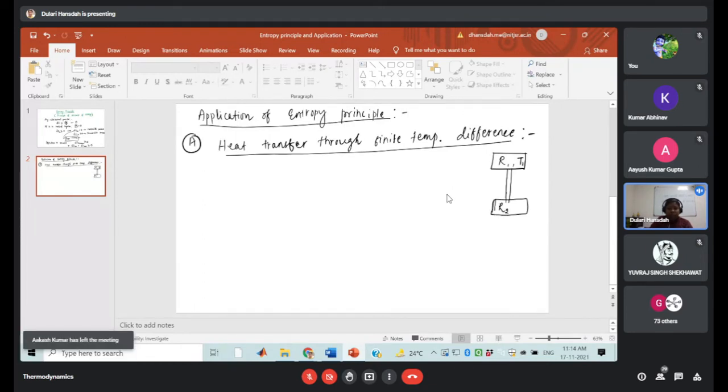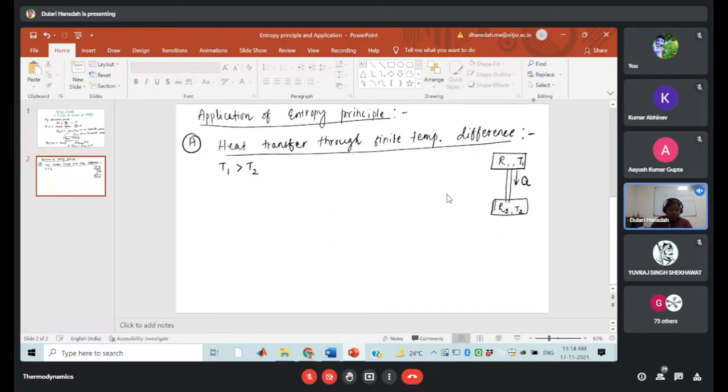This is the second reservoir which is at the temperature T2. So in this case, T1 temperature is greater than your T2 temperature. Okay, so there is heat transfer from the reservoir R1 to the reservoir R2. If you observe, after some time, due to the heat transfer, there will be an increase of the entropy in this R2 reservoir. Here, there will be a decrease of the entropy.